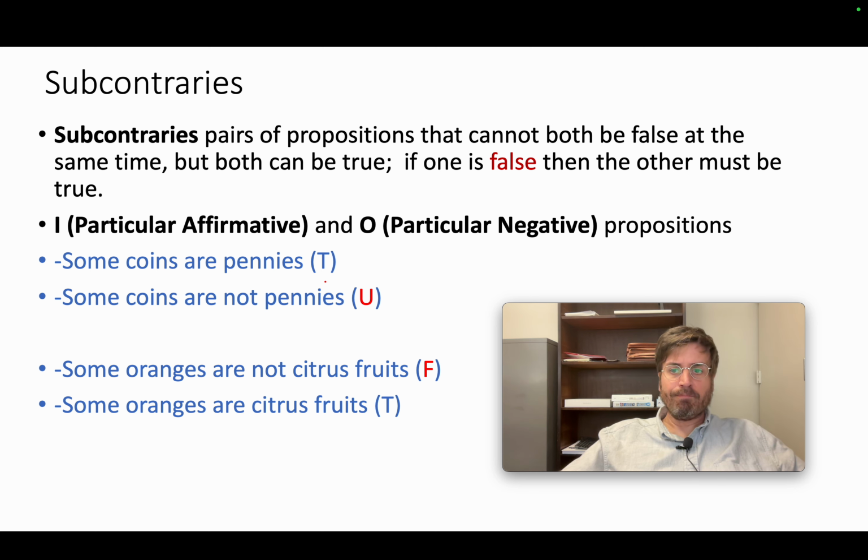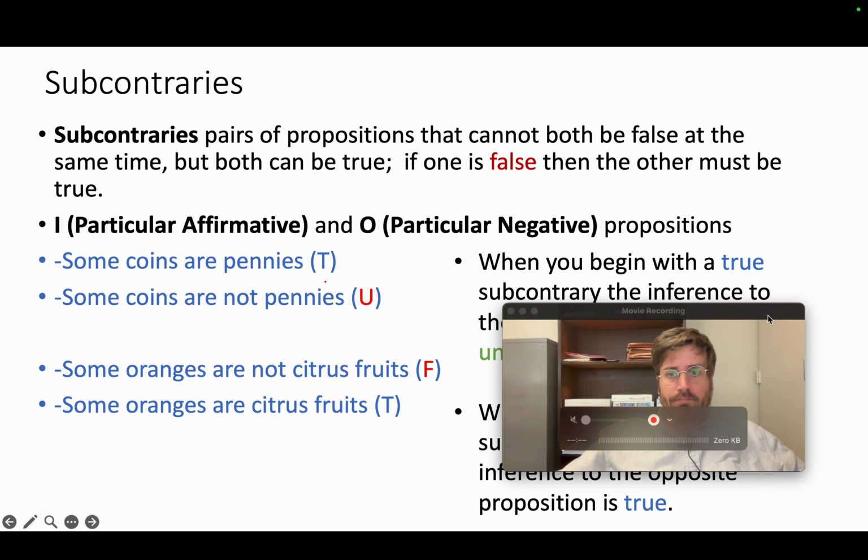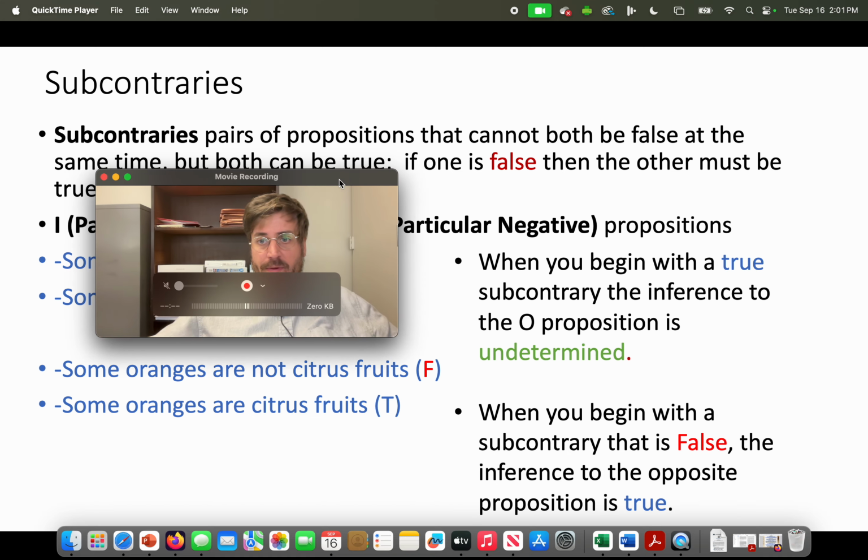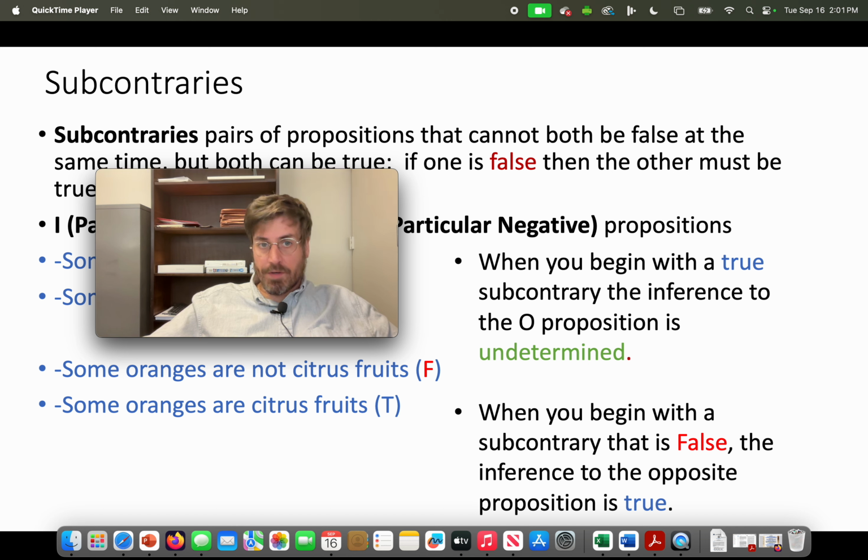The content is true. All right, so subcontraries move from falsity to truth with determinacy, but they do not move from a true value to a false value with determinacy. The inference is undetermined if we start with a true subcontrary, because the opposing subcontrary could either be true or false, depending on the circumstance. Okay? So a little more information here. When you begin with a true subcontrary, the inference to the O proposition is said to be undetermined.